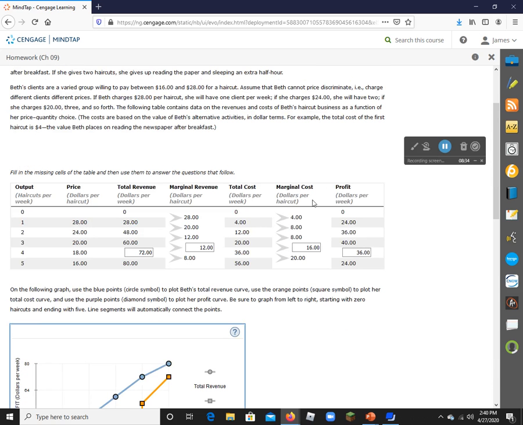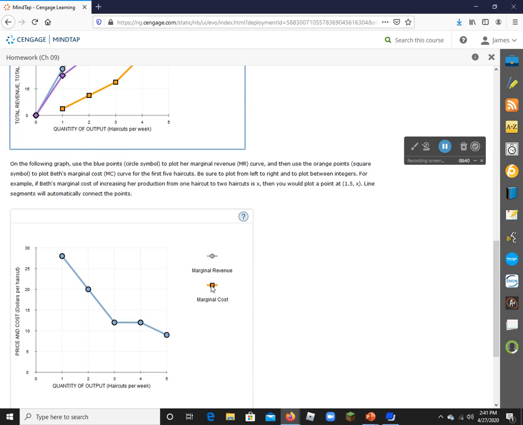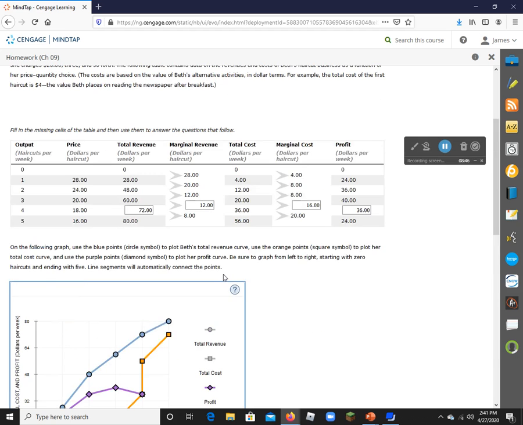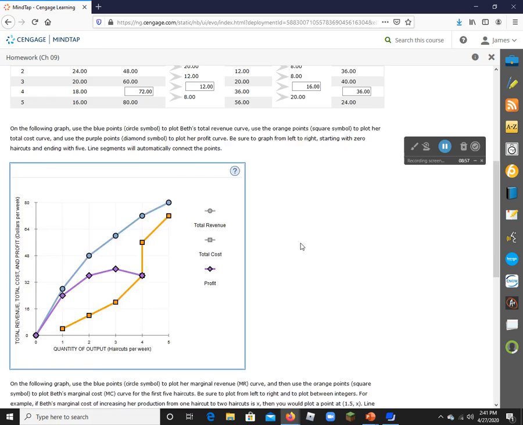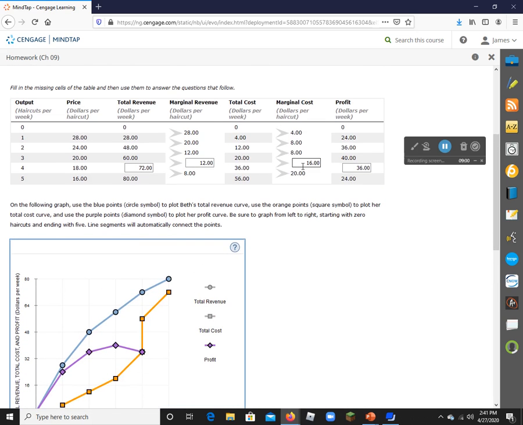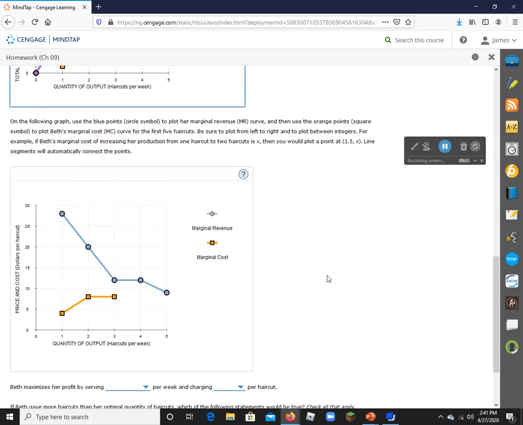Marginal cost. We go up here. $4, 8, 8, 16, and 20. So 4 for the first. 8 for the second. 8 for the third. 16 for the fourth. And 20 for the fifth. Now, where these two curves cross, marginal revenue and marginal cost, that's how many haircuts she'll produce.